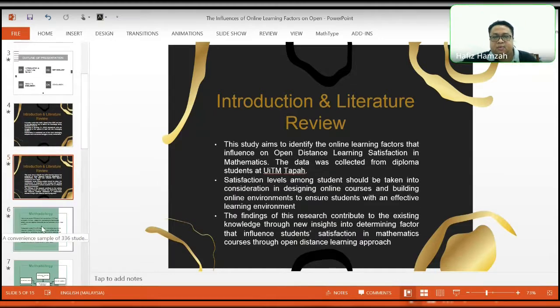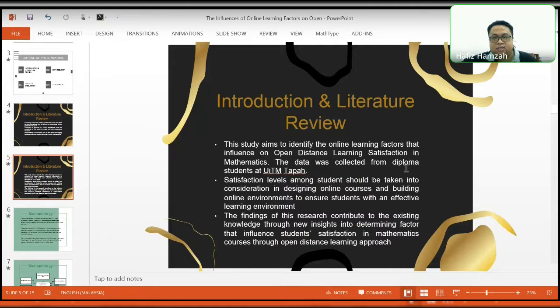Okay, this study aims to identify the online learning factors that influence open distance learning satisfaction in mathematics. The data is collected from diploma students at UiTM Tapah, and the satisfaction among students should be taken into consideration in order to design the online course and build an online environment to ensure students have an effective learning environment. So that means if we want to implement this online class for the rest of the time, that means after the pandemic, we also want to implement open and distance learning.